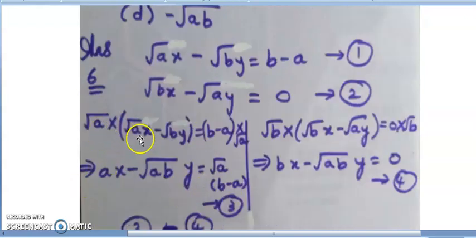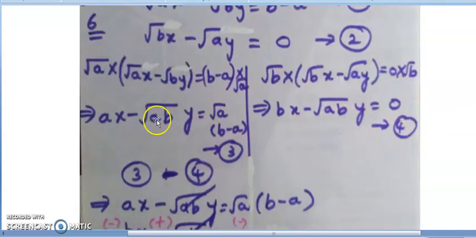See here, root a into root a is a, x is there, x minus root a into root b is minus root ab, y is equal to, here also root a into b minus a is root a into b minus a. Now here, since I want minus root ab, here also I am multiplying this with root b. So root b into root b is b, root b into root a is root ab, y is equal to 0 into root b. 0 into anything is 0, so I'll get 0 only here. So as I said, the signs are same. I'm subtracting both the equations, 3 minus 4.